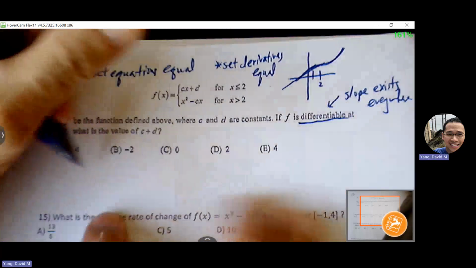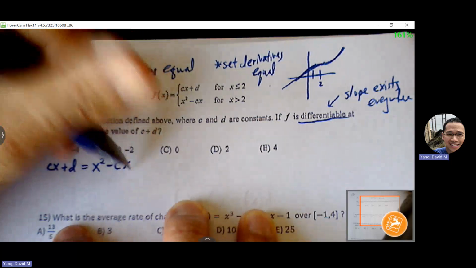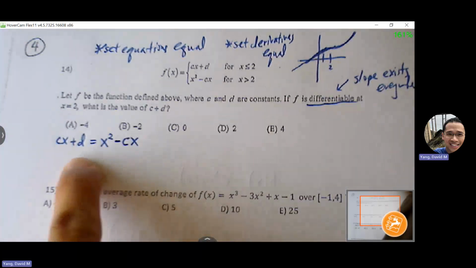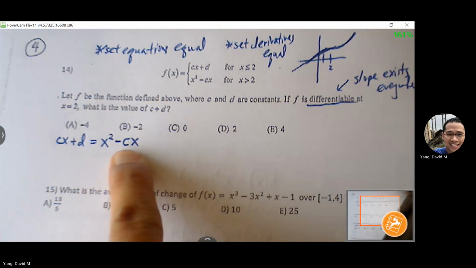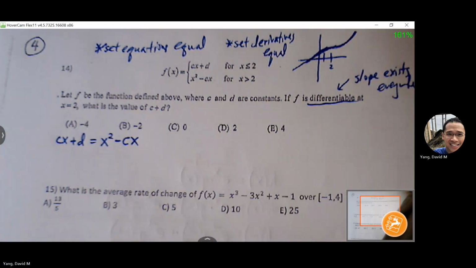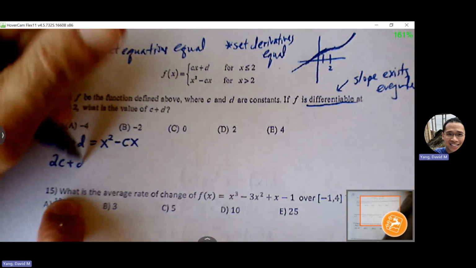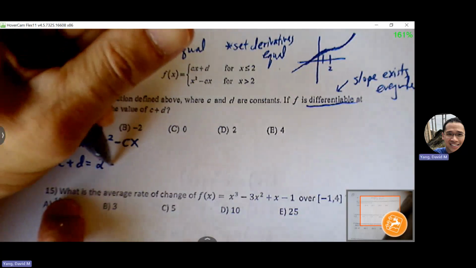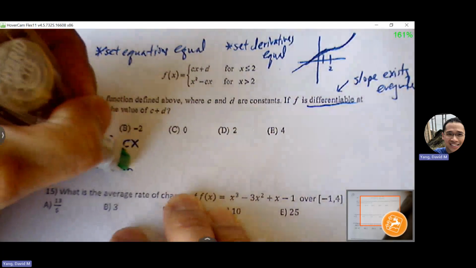So we'll let cx plus d equal x squared minus cx. We know they must share the same y value at 2, so I can replace every x with what? It's 2. Yes, so replace the x with 2. So 2c plus d equals 2 squared minus 2c. Sorry, minus 2c, since I said replace the x.